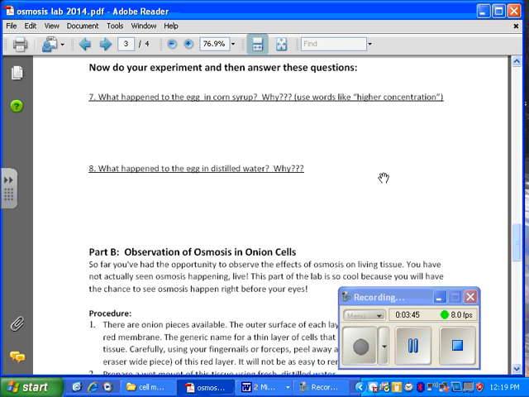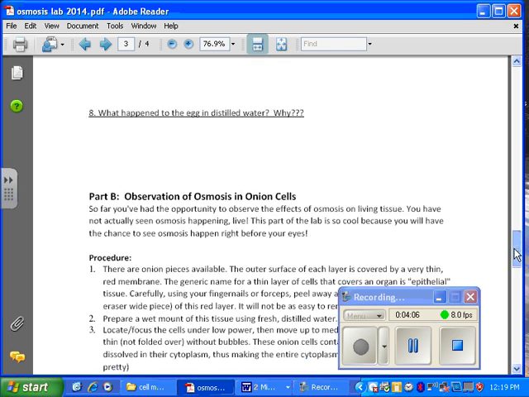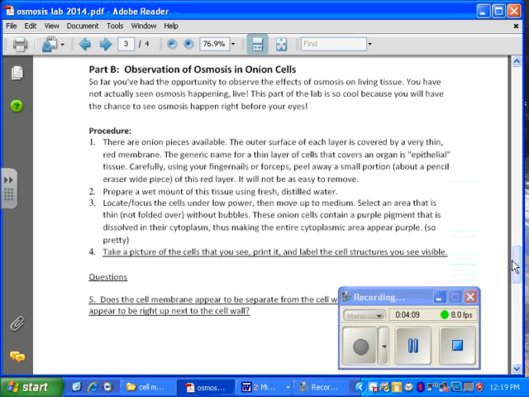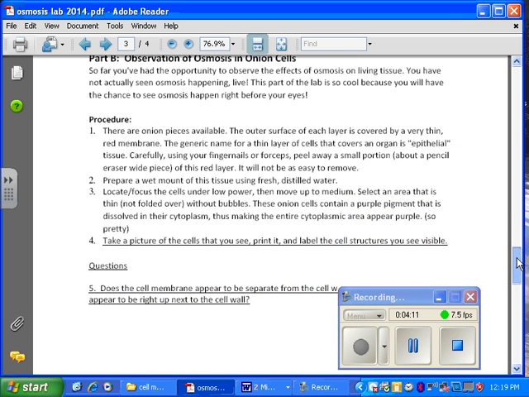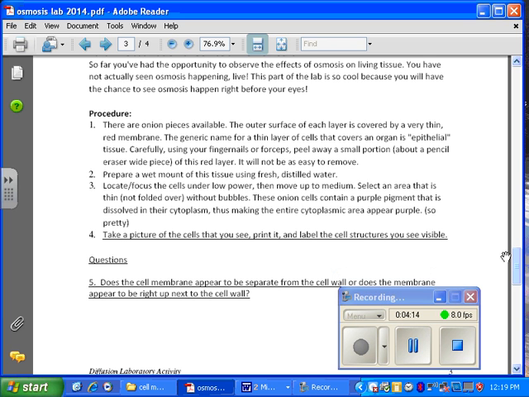Neither of these actually popped because there's a pretty thick membrane on the egg, and so it's not just a regular old cell membrane. But if it were just a red blood cell or something, it could have actually broken in one of those two solutions. What you're going to look at now is observation of osmosis in onion cells, and onions are plants, so they're a little bit different. They have a cell wall in them. What you're going to see now is a video of me doing the procedure for the egg. You're going to take a look at that now.